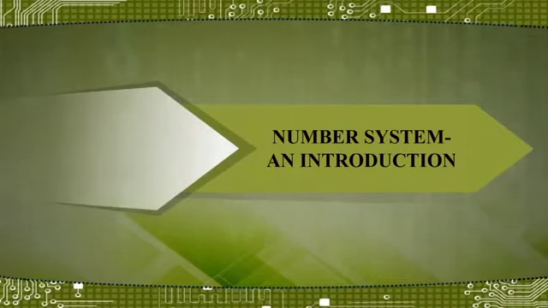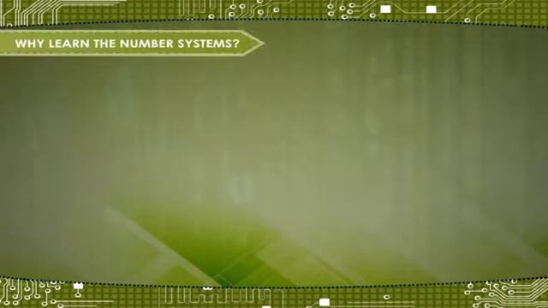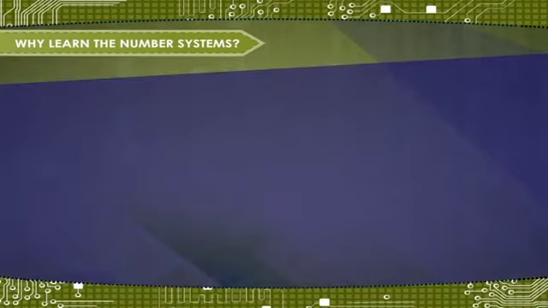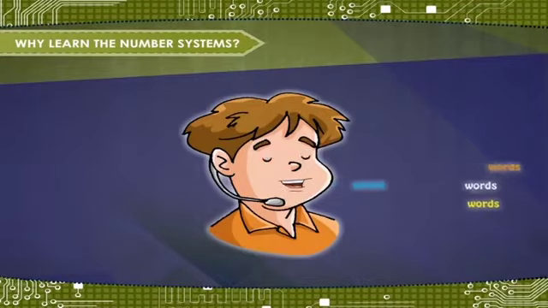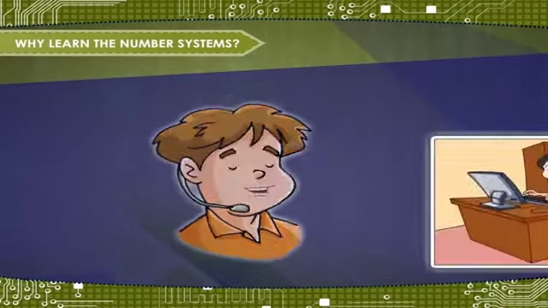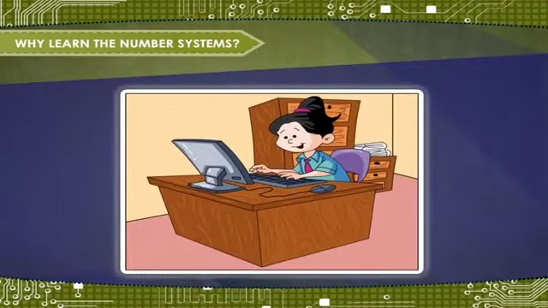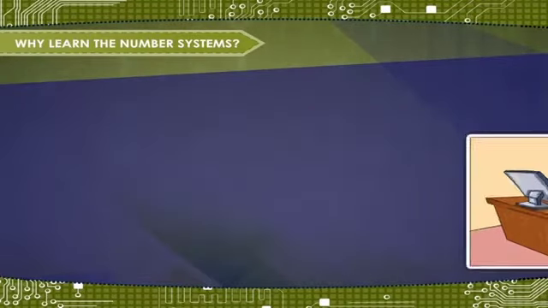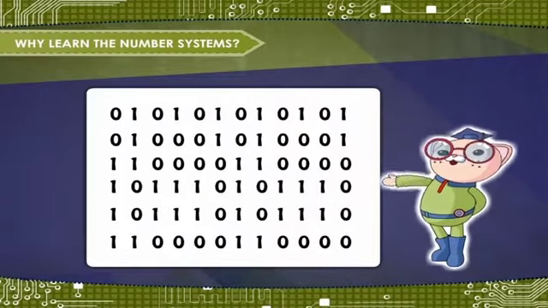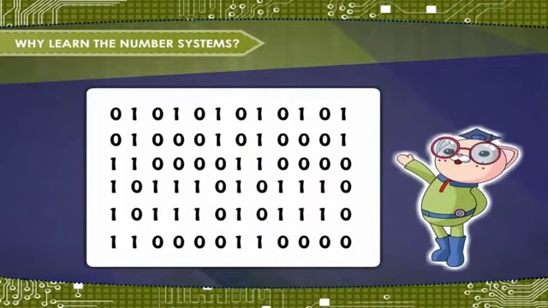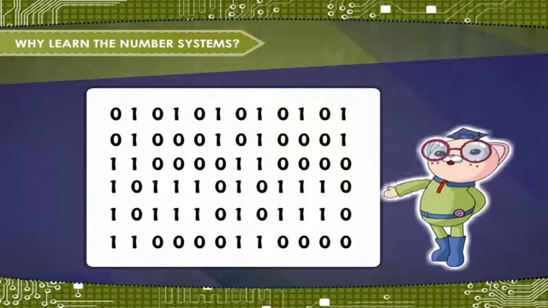Number system and introduction. Why learn the number systems? We humans speak in a particular language. This language is made of words and letters. Although we type words and letters in the computer, it does not understand them. Rather, those words and letters are translated into numbers. A computer can talk and understand in numbers, and that too in only two numbers, called binary numbers.